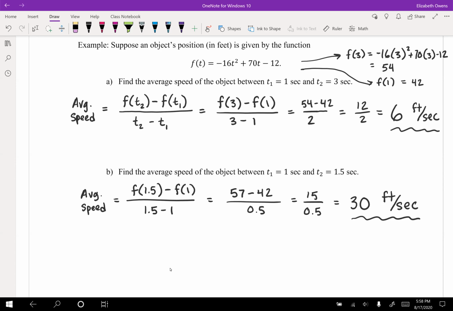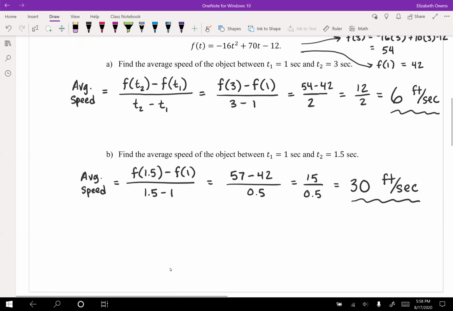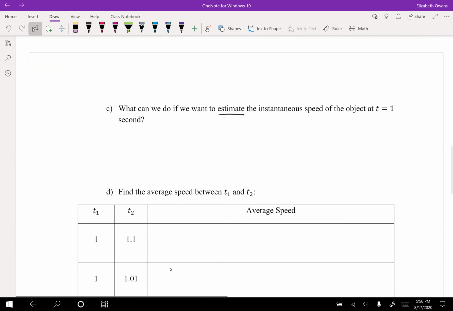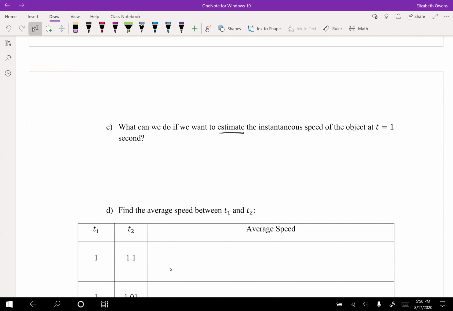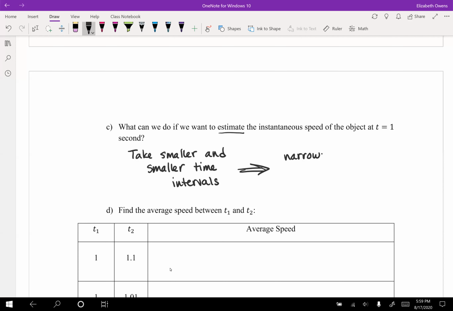That's what we're going to keep doing to try and find our instantaneous speed, or at least to estimate the instantaneous speed of the object. We are going to take smaller and smaller time intervals, getting closer and closer to the time that we're interested in. So we're going to be narrowing in our intervals here, narrowing in on t equals 1 second.